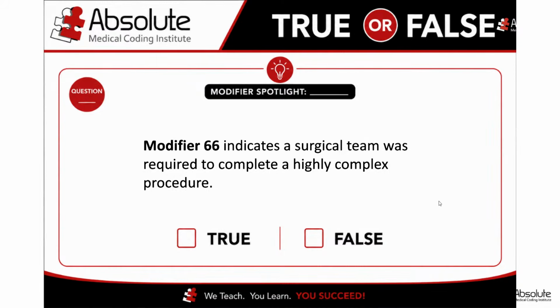All right, modifier 66. This indicates a surgical team was required to complete a highly complex procedure. True or false? What say you?